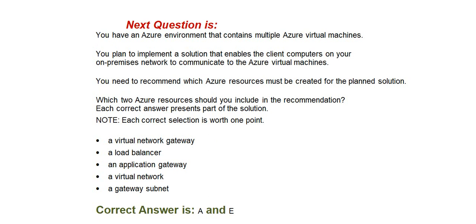Next question is, you have an Azure environment that contains multiple Azure virtual machines. You plan to implement a solution that enables the client computers on your on-premises network to communicate with the Azure virtual machines. You need to recommend which Azure resources must be created for the planned solution. Which two Azure resources should you include in the recommendation? Options are option A, a virtual network gateway. Option B, a load balancer. Option C, an application gateway. Option D, a virtual network. Option E, a gateway subnet. Correct answer is option A and option E, a virtual network gateway and a gateway subnet.